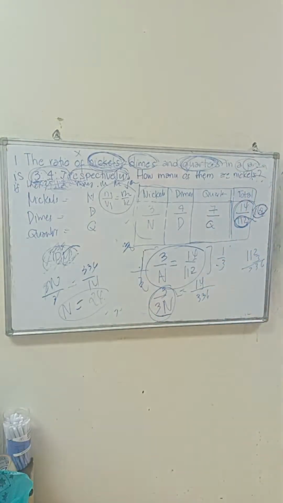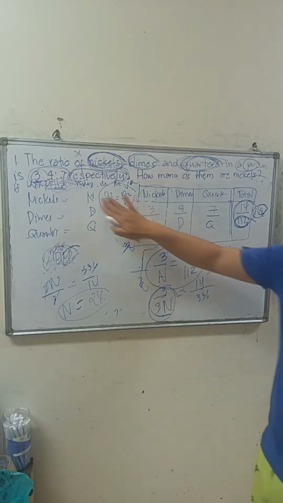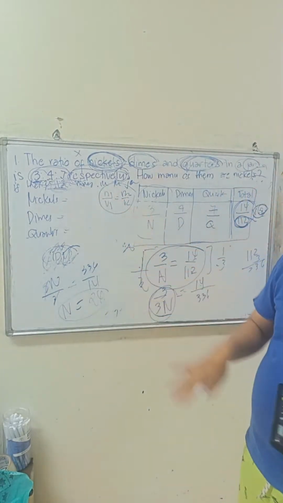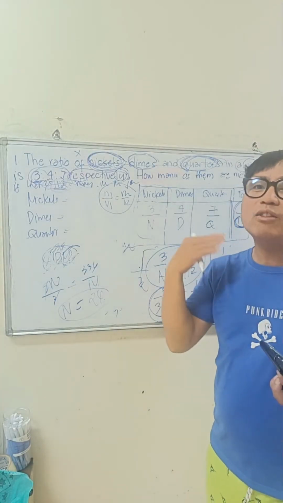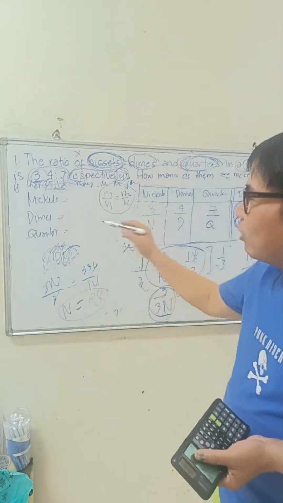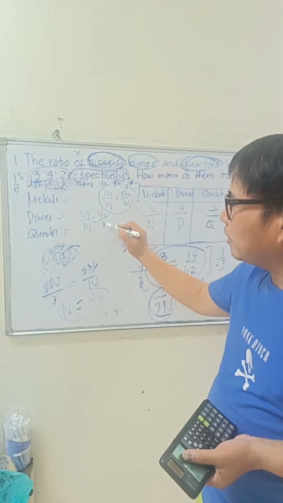Then I experimented. I did not memorize it, and I reversed it, and I got the same answer. So the answer was the same. I thought it was wrong. Okay, I reversed it to V1 over N1 is equal to V2 over N2.